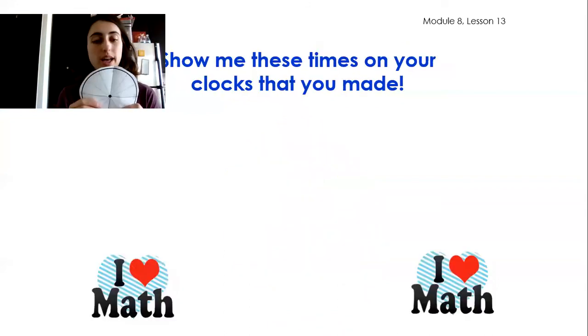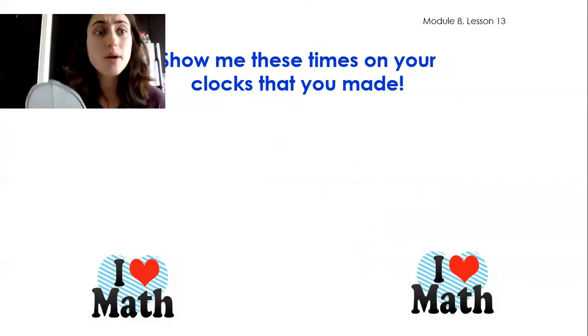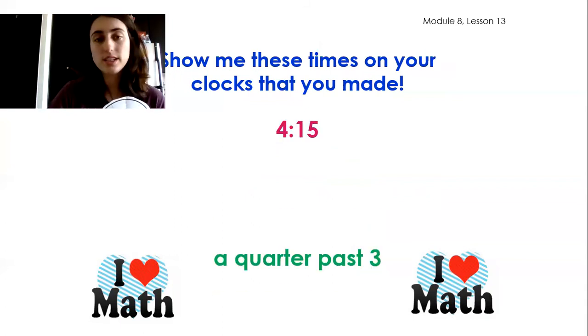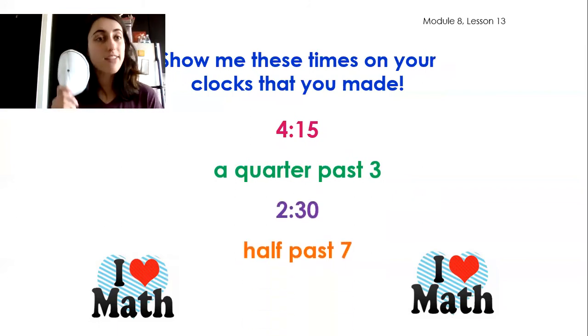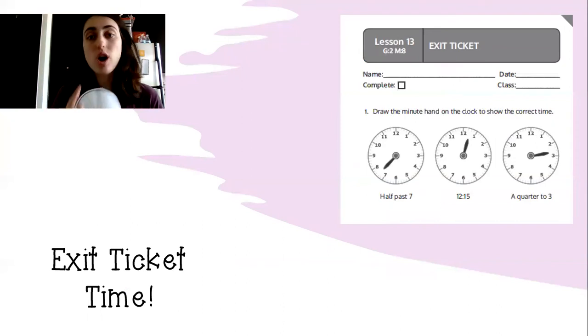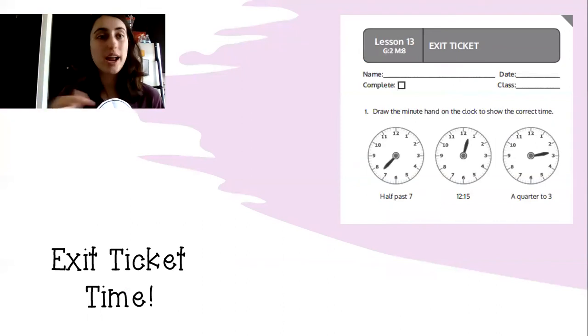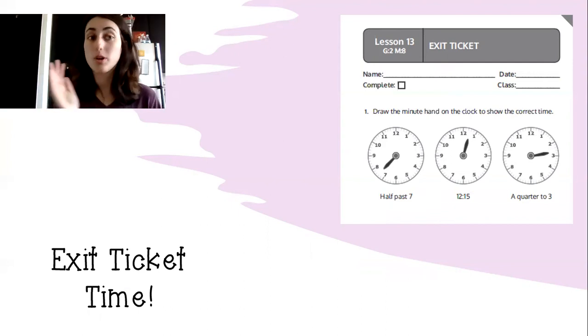So I want you to go ahead and on your clock, practice making different times. Practice making all these different times on your clock, and then you're going to go ahead and have your exit ticket time. You're going to draw the minute hand. I don't want you to move the hour hand. Don't worry about the hour hand. I want you to make sure that your minute hand is going to the right place.